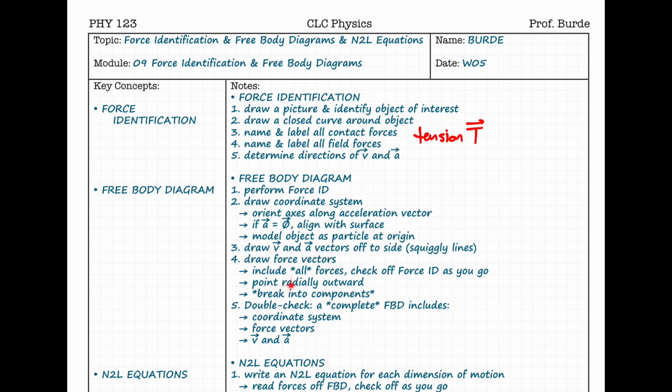Our force vectors need to point radially outward. The tail of each force vector should be on that particle at the origin, and any force vectors that are not aligned with the axes should be broken up into components. So to double check, your complete free body diagram includes the coordinate system with the particle at the origin, all of the force vectors, and the velocity and the acceleration.